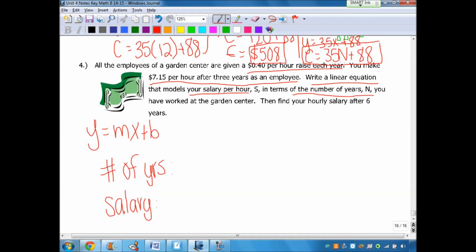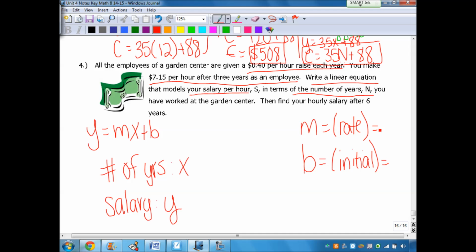So if you make $7.15 per hour after 3 years as an employee, that's because you worked there for 3 years. So the number of years is your independent variable. This is x. Your dependent variable then is your y. Now we need two things. We need our slope, which is our rate of change, and we need our y-intercept, which is our initial amount. So don't forget, this is our rate, and this is our initial amount.